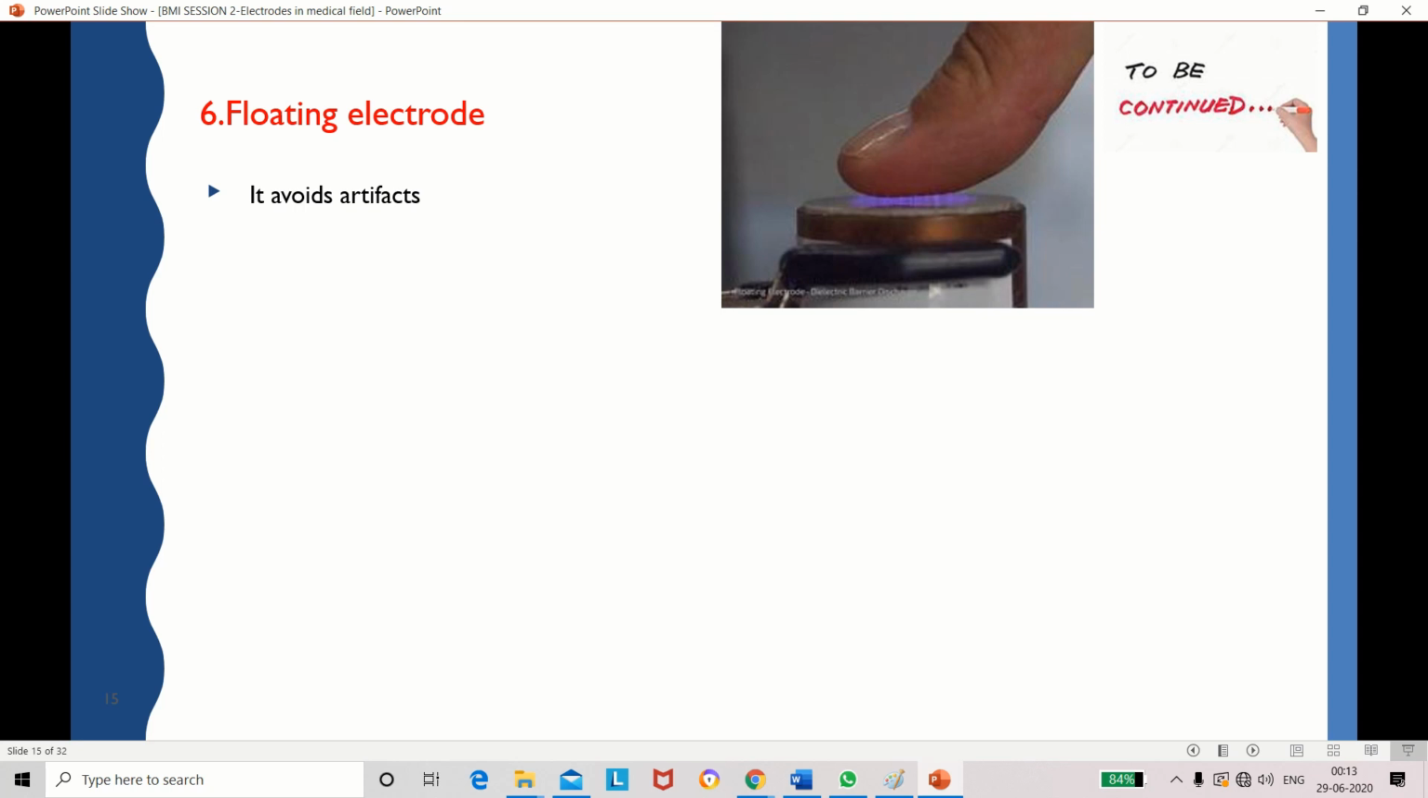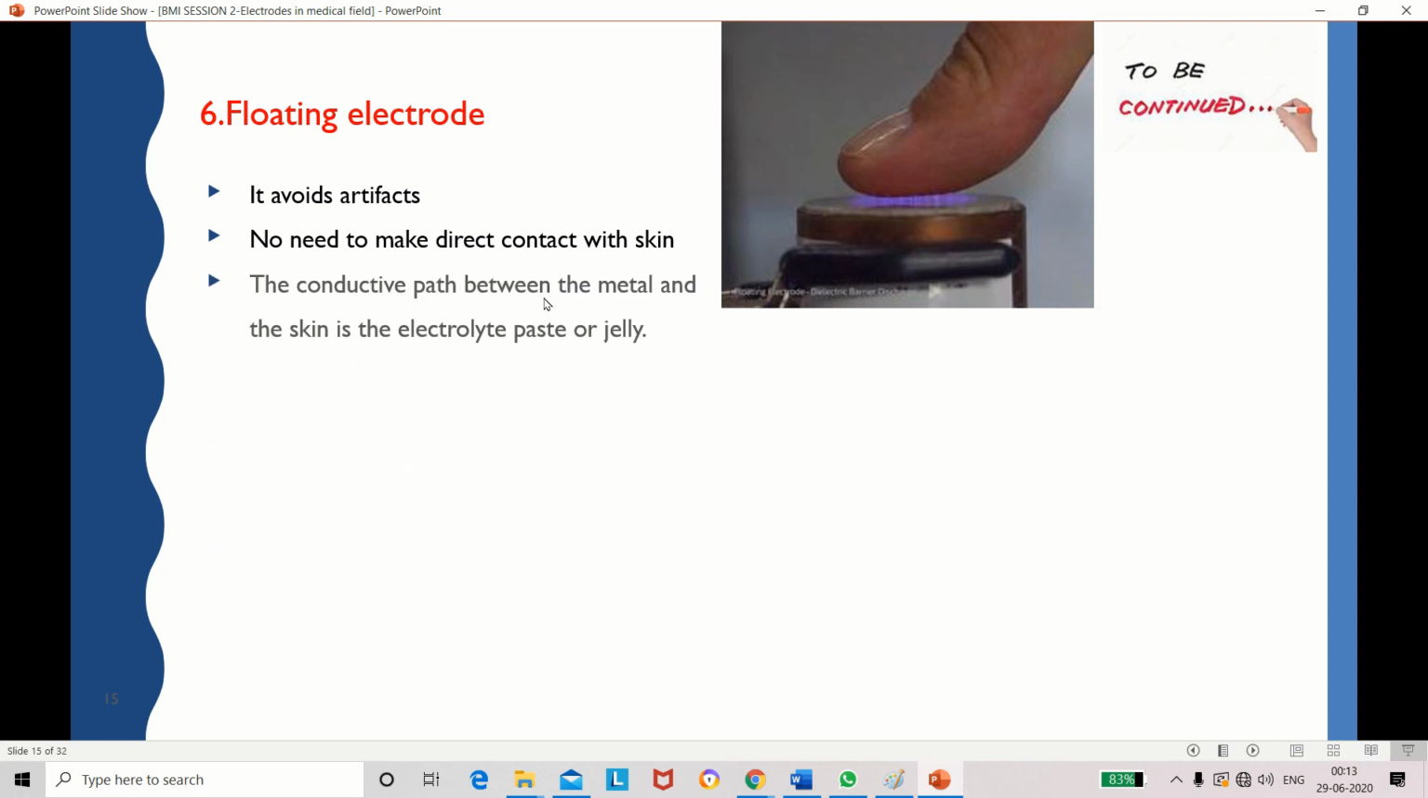If we fix the electrode properly on the body surface, we can get an accurate signal. If there is any displacement, there may be a possibility of error. So if you are using this floating electrode, there won't be any error in the measured signal. There is no need to make direct contact. Already told this point. The conductive part between the metal and the skin is the electrolyte paste or gel. Okay. So the contact surface is coated with some gel. Between the skin surface and the electrode we have gel.